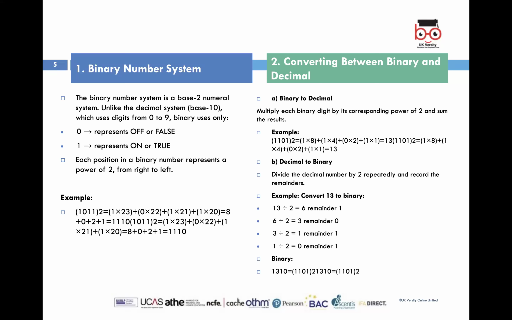So converting between binary and decimal, so binary to decimal. Multiply each binary digit by its corresponding power of 2 and sum the results. For example, 1101 base 2 equals 1 times 8 plus 1 times 4 plus 0 times 2 plus 1 times 1, which equals 13.